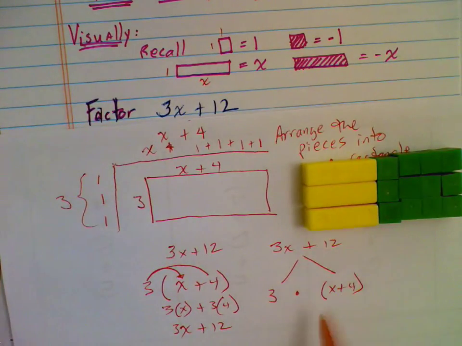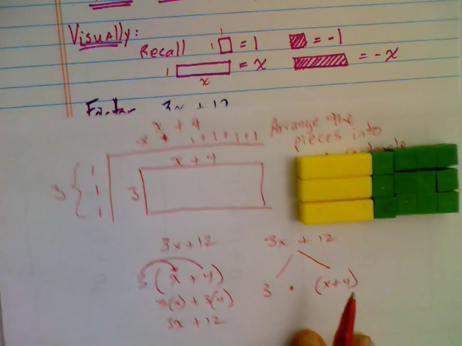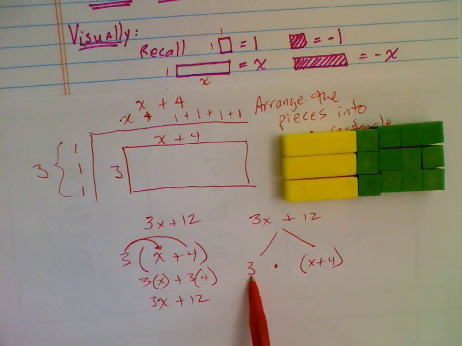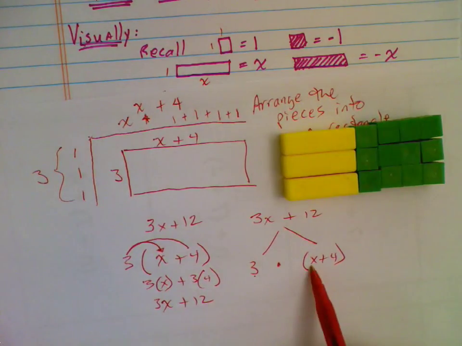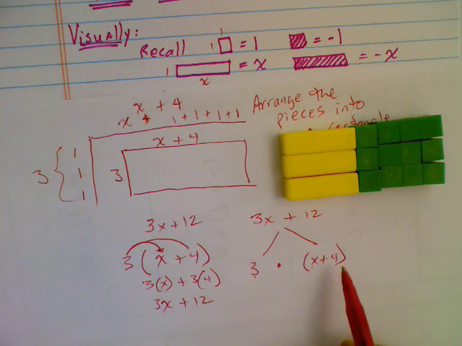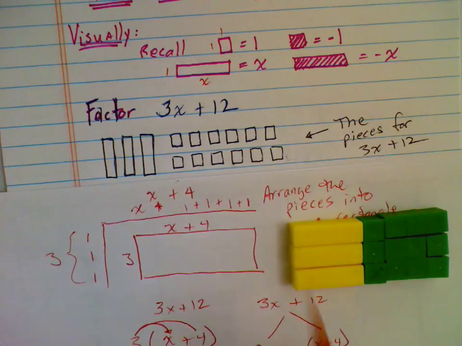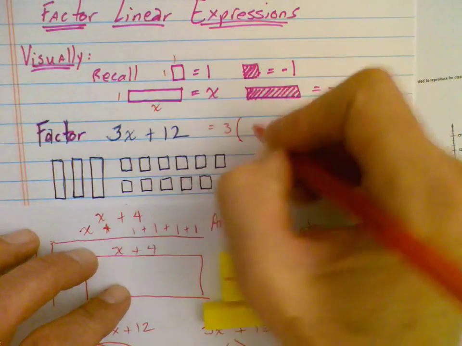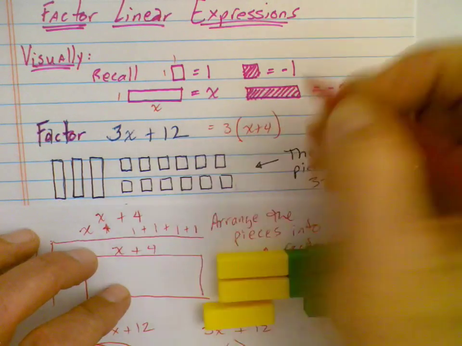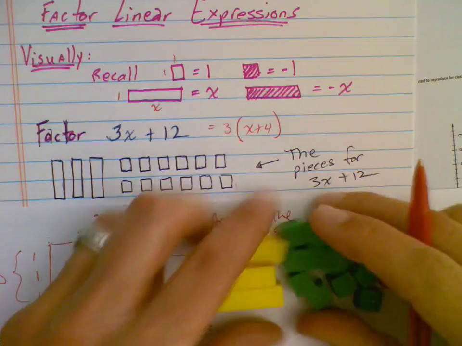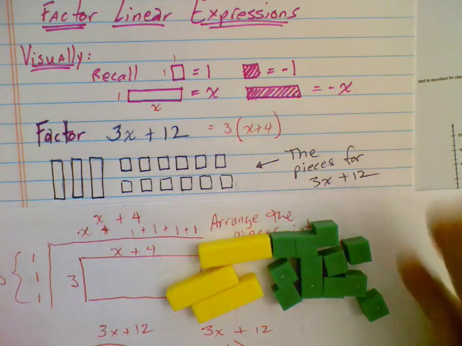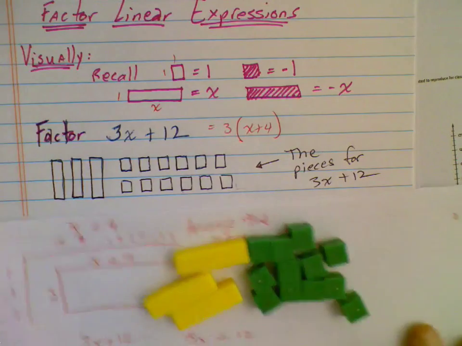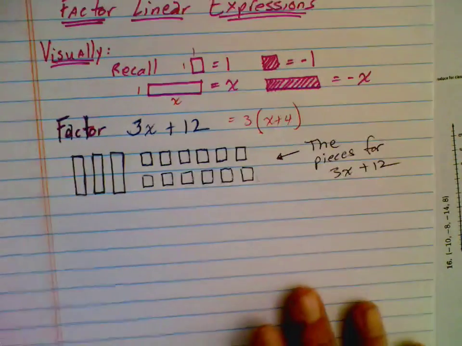And that's it. That's the factored form. I know this is the factored form because I can't break 3 apart anymore, and I can't break x or 4 apart anymore. So the factored form of 3x plus 12 is going to be 3 times x plus 4. So this is doing it using manipulatives. But let's do it another way, that may be a little faster.